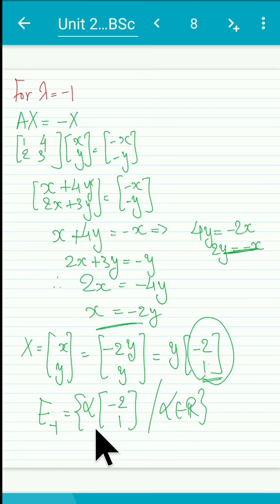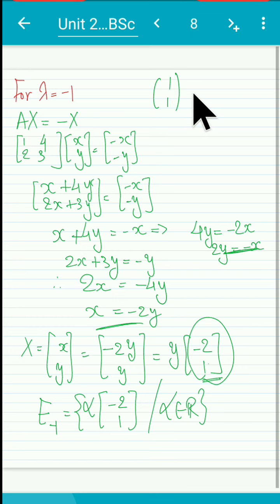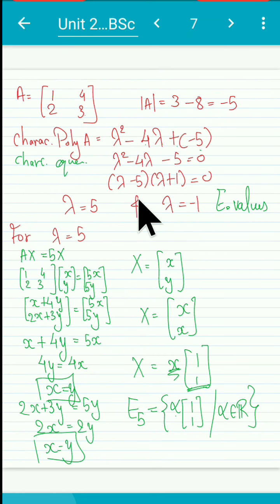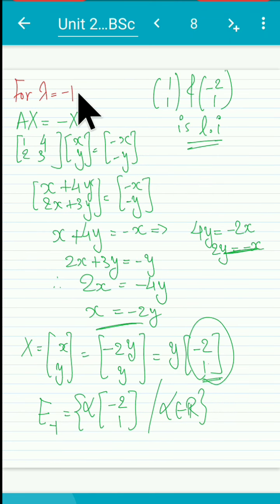Okay, so you guys will prove that these vectors (1, 1) and (minus 2, 1) are linearly independent. If you prove this, you will understand this result. Since you know that 5 and minus 1 are distinct eigenvalues for this matrix, the corresponding eigenvectors must be linearly independent. For the 5, I know one of the eigenvectors is (1, 1), and any non-zero multiple of it is also an eigenvector. For the minus 1, the other distinct eigenvalue of the same matrix has an eigenvector (minus 2, 1). So you will prove that these two vectors are linearly independent. So you are verifying that result.